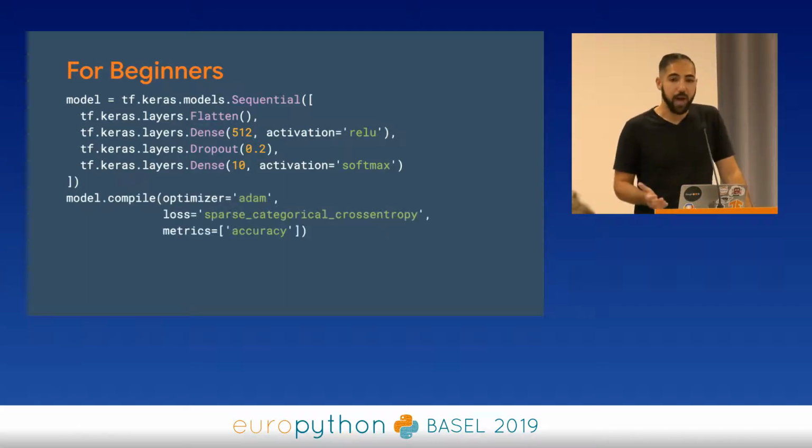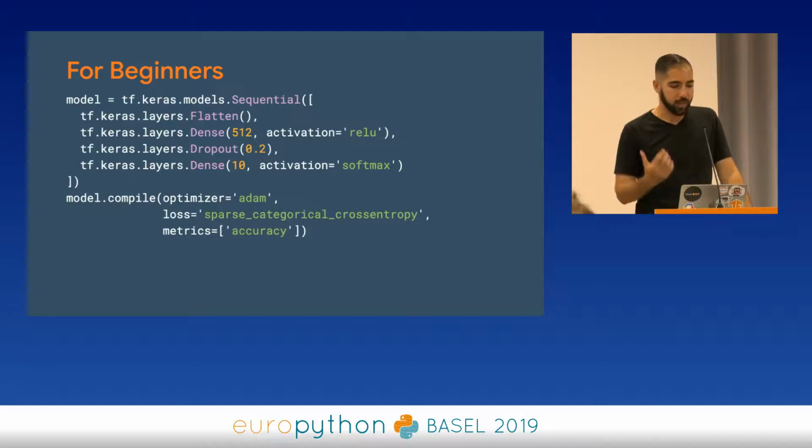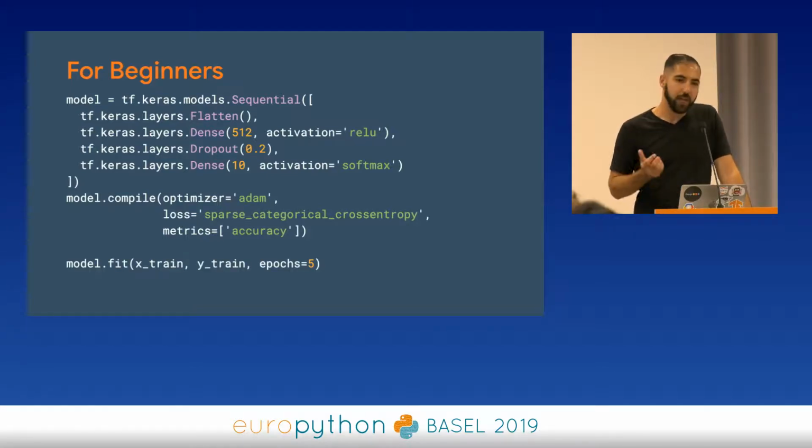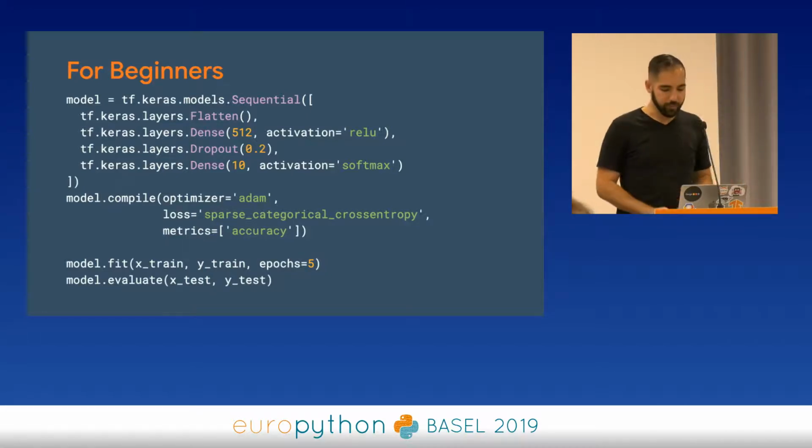Once you have this, you then compile the model, which essentially makes sure that the layers line up and that the input and output sizes are correct. And then you provide your optimizer, your loss function, and then the metrics that you want to optimize for. You then fit it on your training data and then evaluate it on your test data. So this is using the beginners method.